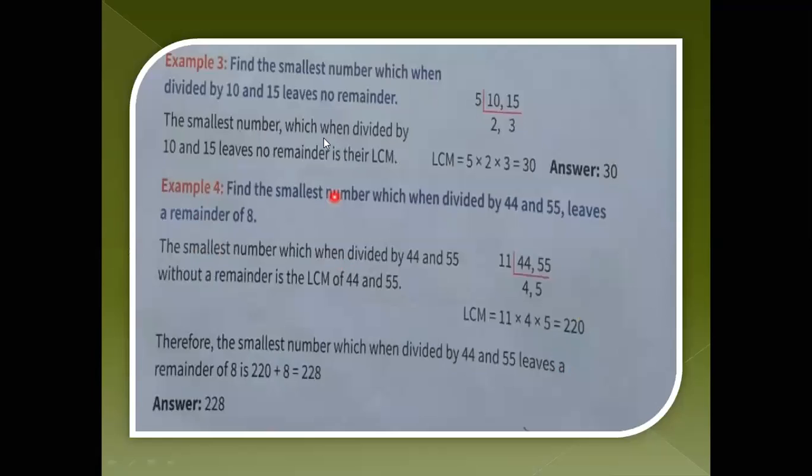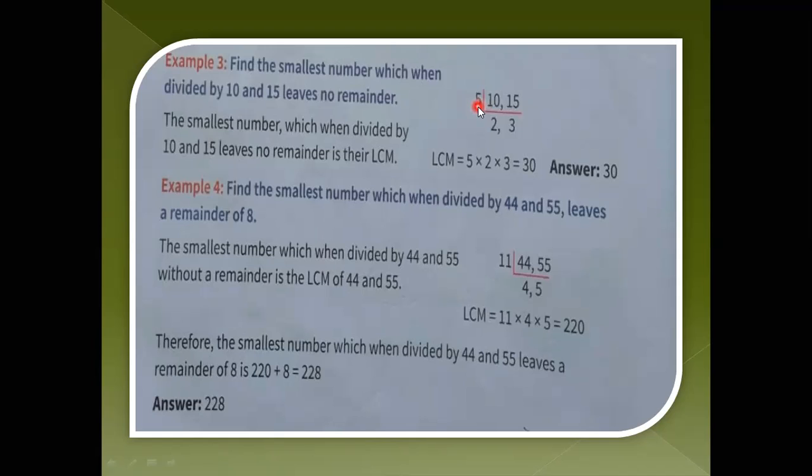Next is: find the smallest number which when divided by 10 and 15 leaves no remainder. Here, smallest number means you have to find the LCM. Largest or greatest number means you have to find the HCF. Smallest number means you have to find the LCM. So this hint you have to remember. The smallest number which when divided by 10 and 15 leaves no remainder is their LCM. So if you find the LCM of 10 and 15, you can do this.